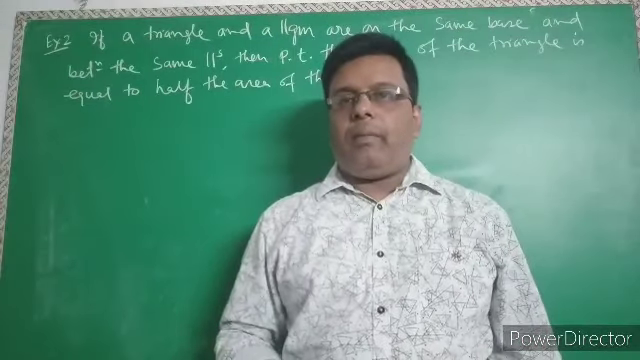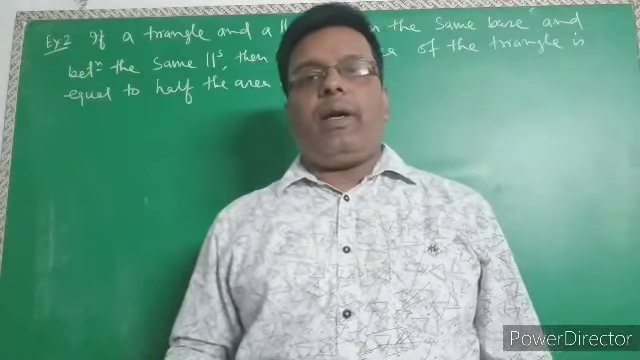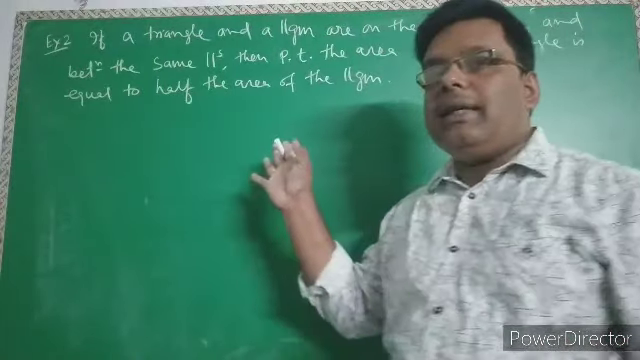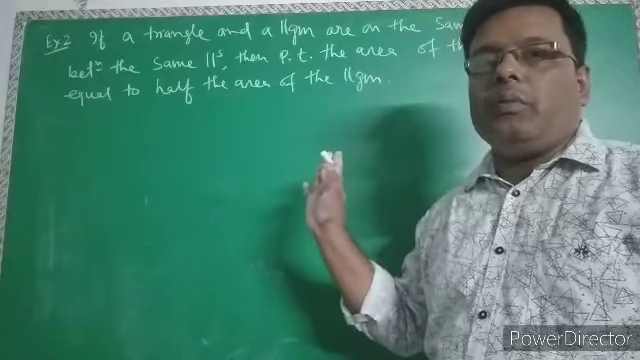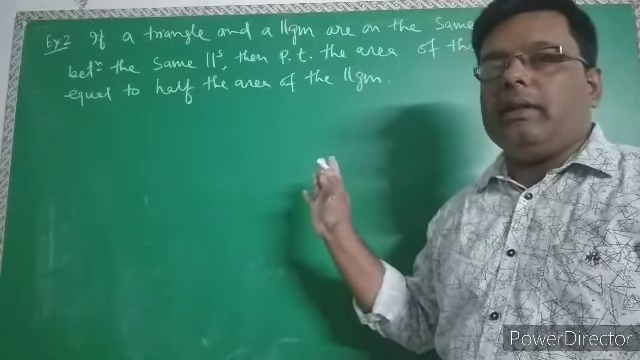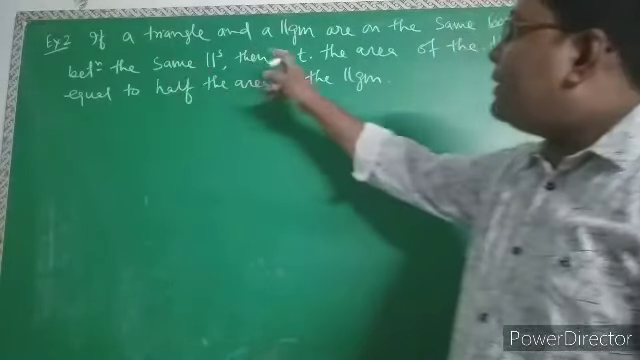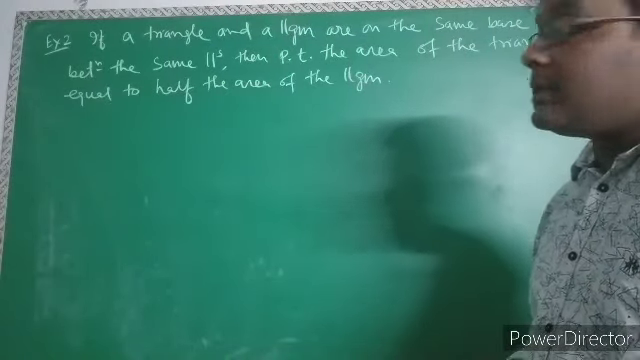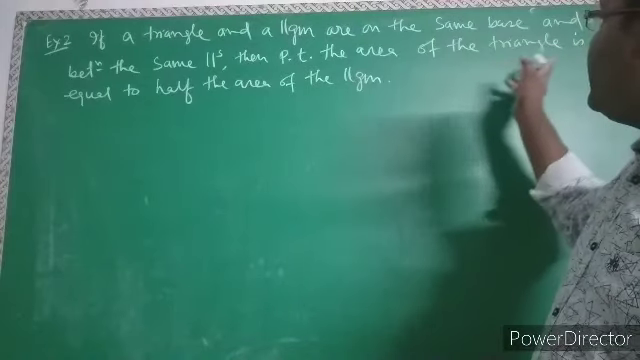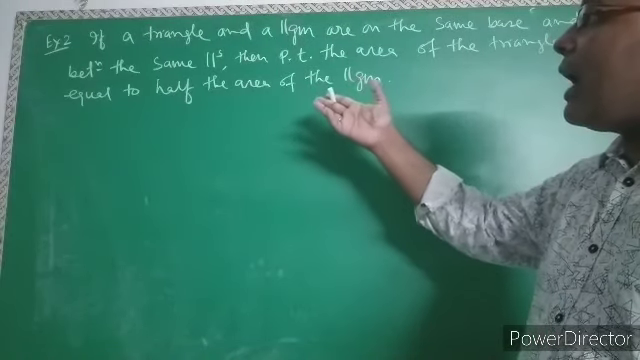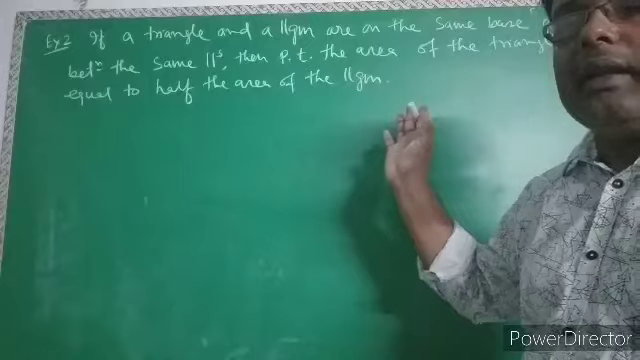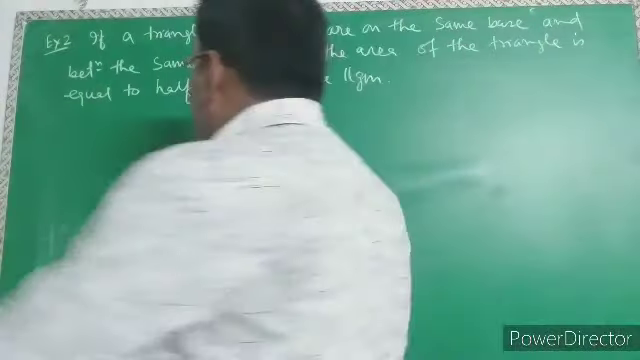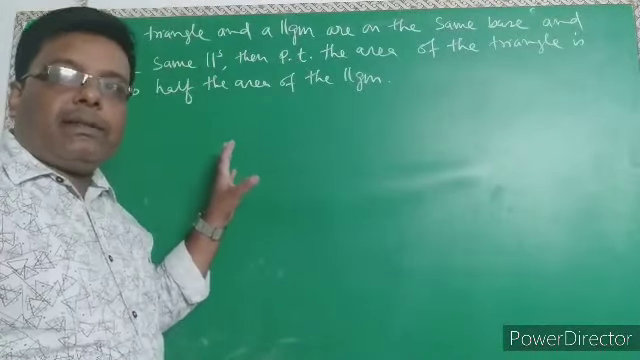So after this theorem number 9.1, we have two examples, example 1 and example 2. But example 2 is much more important than example 1. Here, if a triangle and a parallelogram are on the same base and between the same parallels, then prove that the area of the triangle is equal to half the area of the parallelogram. And we will use this example as theorem. That is, we will use this property in our sums.